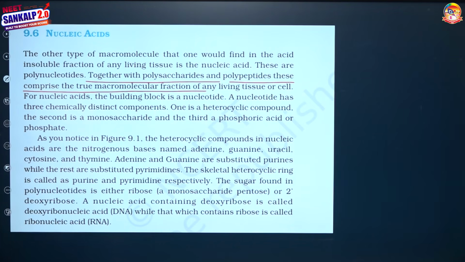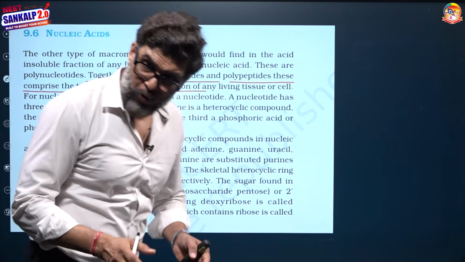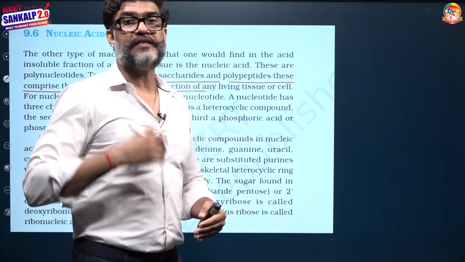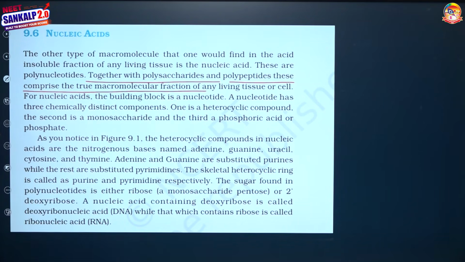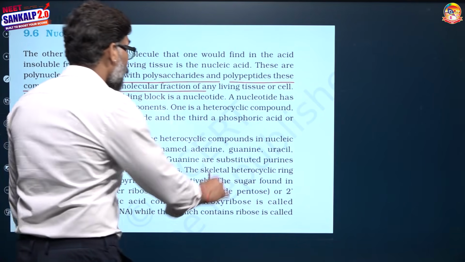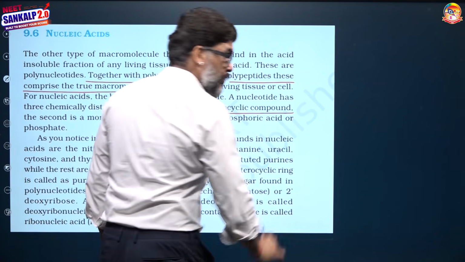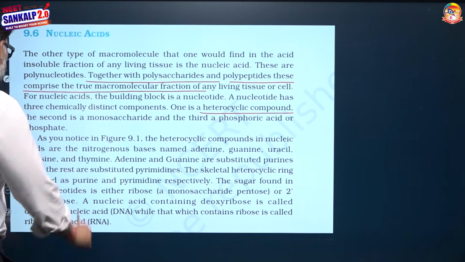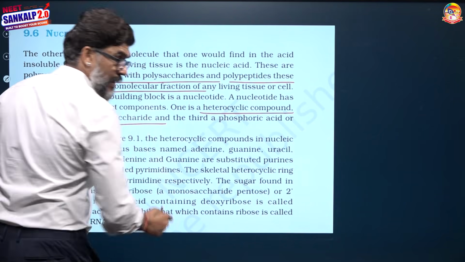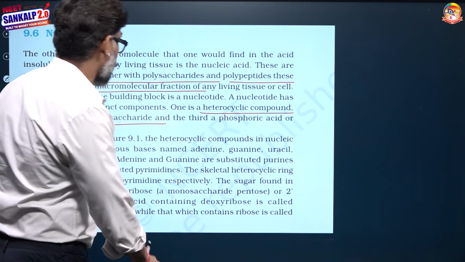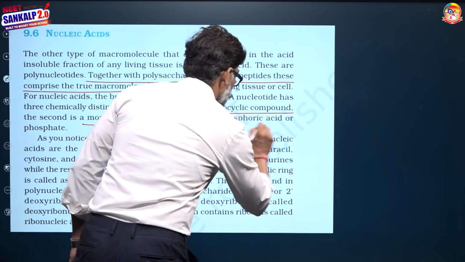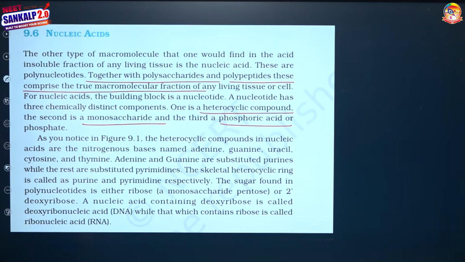For nucleic acids, the building block is a nucleotide. Nucleotides are monomers. Nucleic acids are polymers. A nucleotide has 3 chemically distinct components. I already told you: first, a heterocyclic compound, that is, the nitrogen base. Second is the monosaccharide, ribose or deoxyribose, and third is the phosphoric acid or the phosphate.